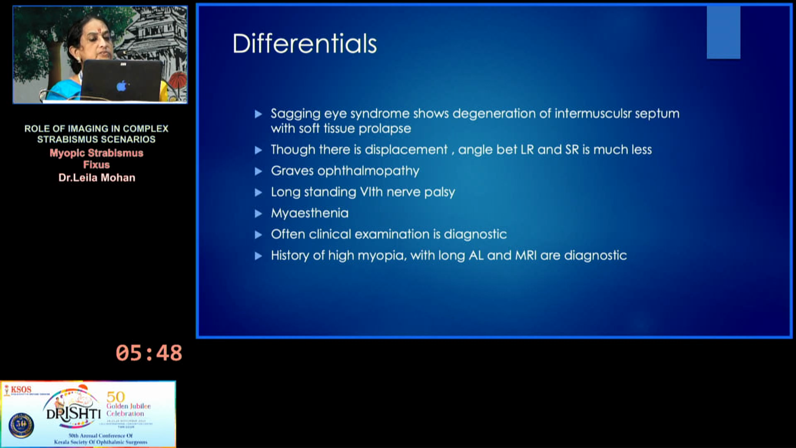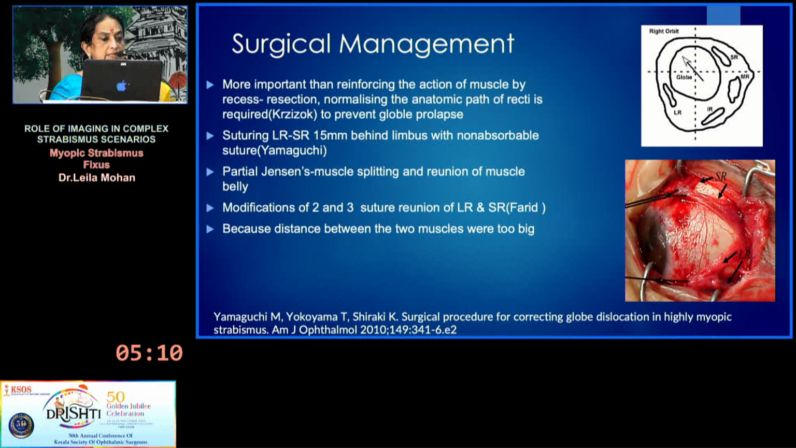The differentials are sagging eye syndrome, as shown by Dr. Aungshi. There is degeneration of the intermuscular septum and soft tissue prolapse, and of the lacrimal gland also, but no prolapse of the globe. Graves' ophthalmopathy is another condition to be differentiated, by imaging again and history. Long-standing sixth nerve palsy sometimes confuses us, especially when it is bilateral. Myasthenia, when it is long-standing and untreated, can occasionally be confused with this condition. Often clinical examination is diagnostic, and a history of high myopia with a long axial length and MRI are diagnostic.